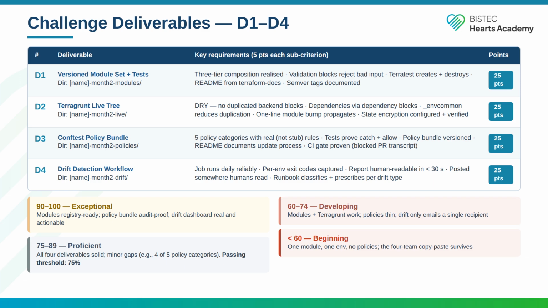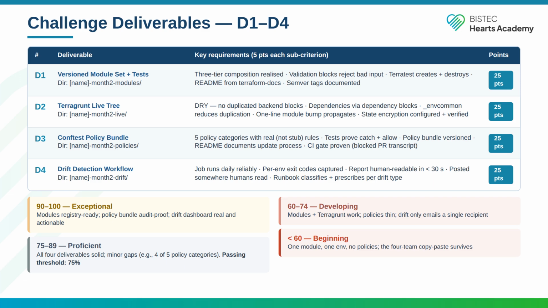Deliverable 3 is the Conftest policy bundle. 5 policy categories covered with real inspection rules rather than stubs. Rego unit tests proving both the catch and the allow paths. A versioned policy bundle with a documented update process and evidence of a PR being blocked by the policies.